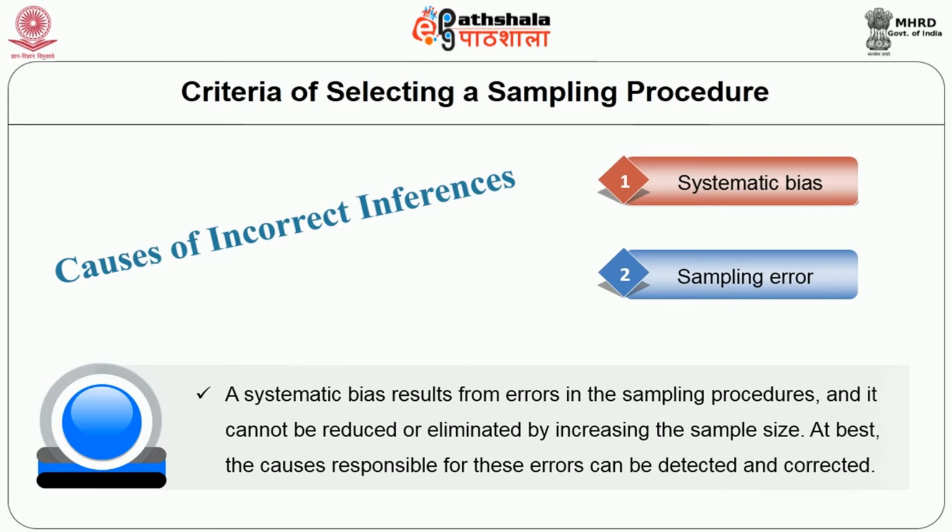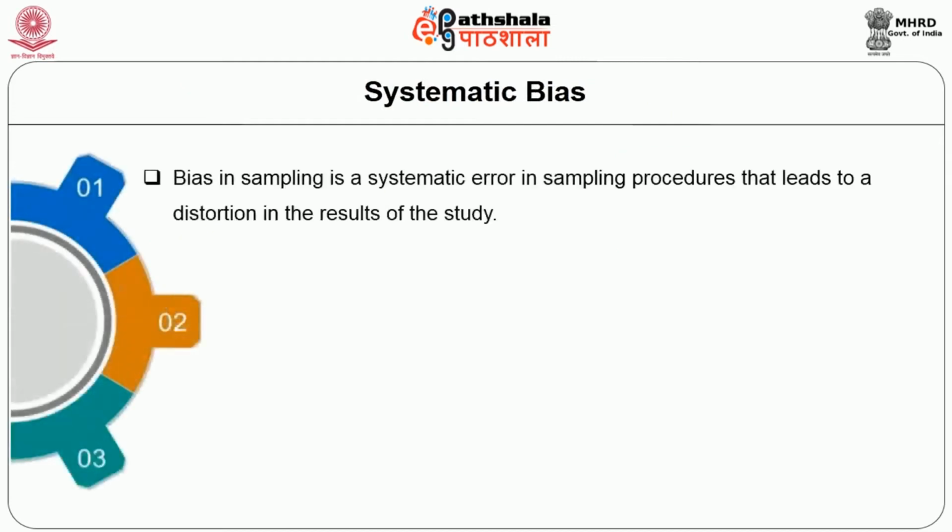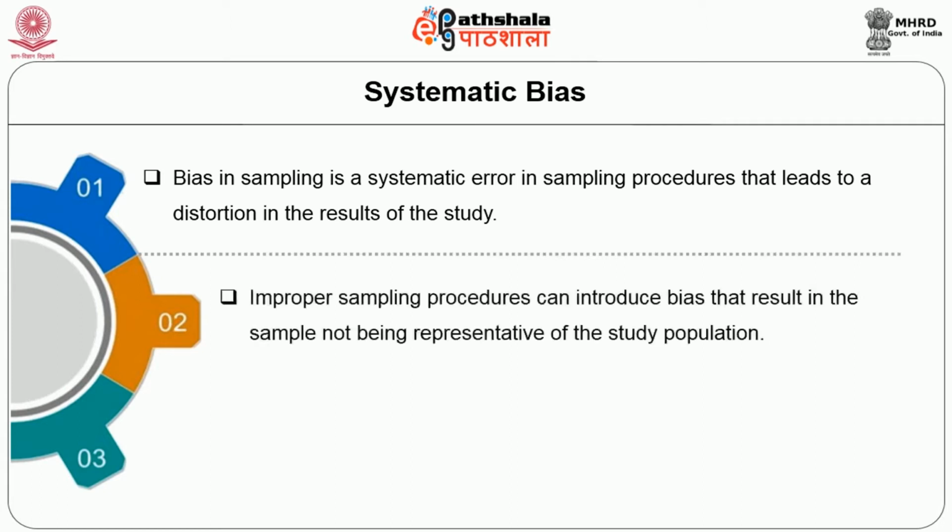A systematic bias results from errors in the sampling procedure, and it cannot be reduced or eliminated by increasing the sample size. At best, the causes responsible for these errors can be detected and corrected. Systematic bias. Bias in sampling is a systematic error in sampling procedures that leads to a distortion in the results of the study.